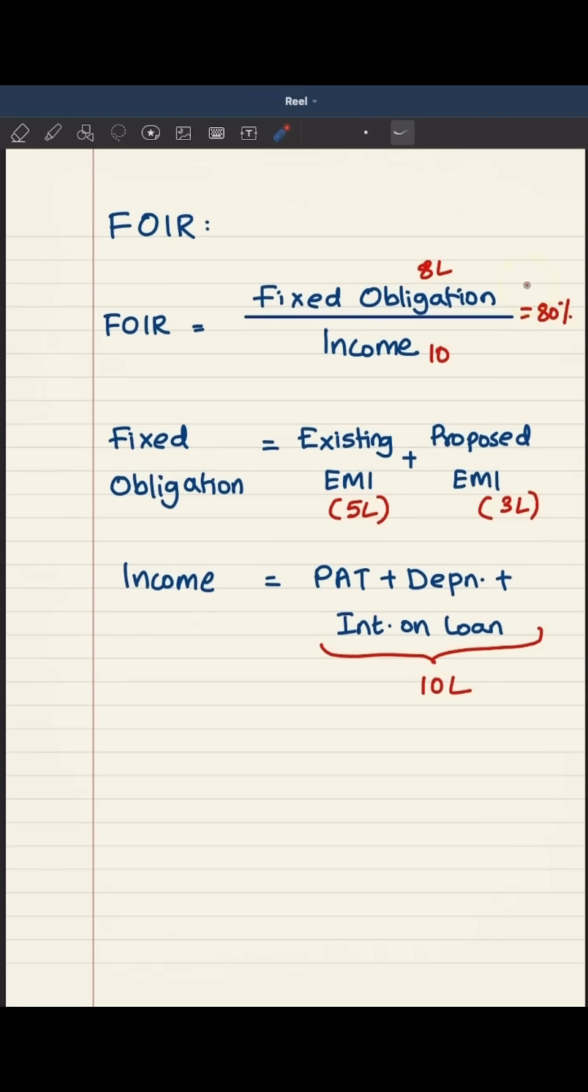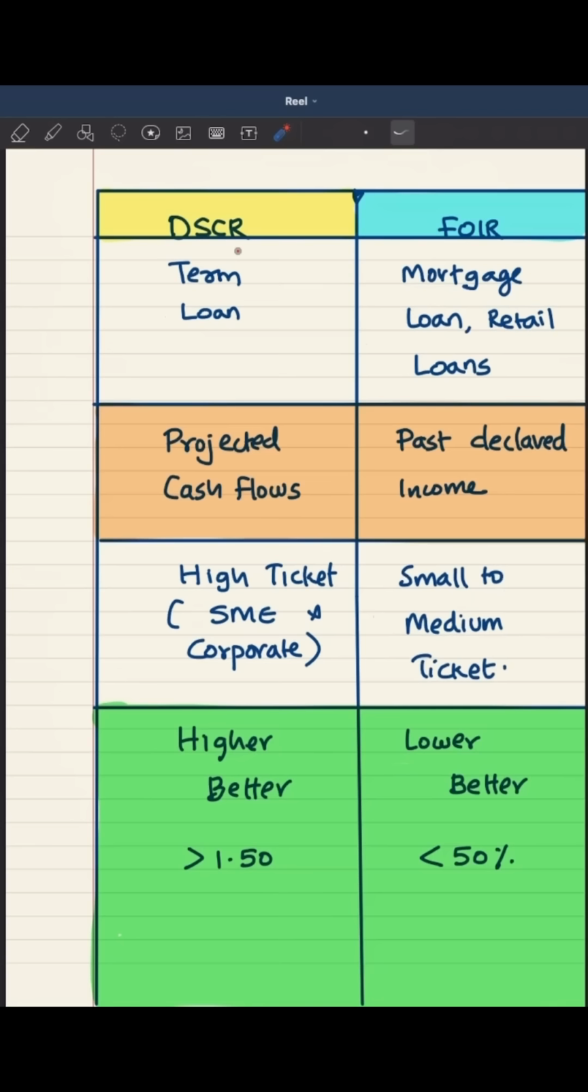Banks will prefer borrowers with lower FOIR ratio. So having understood some basics of DSCR and FOIR, it's time for us to understand the differences. Look at here. DSCR is mainly calculated for term loans.